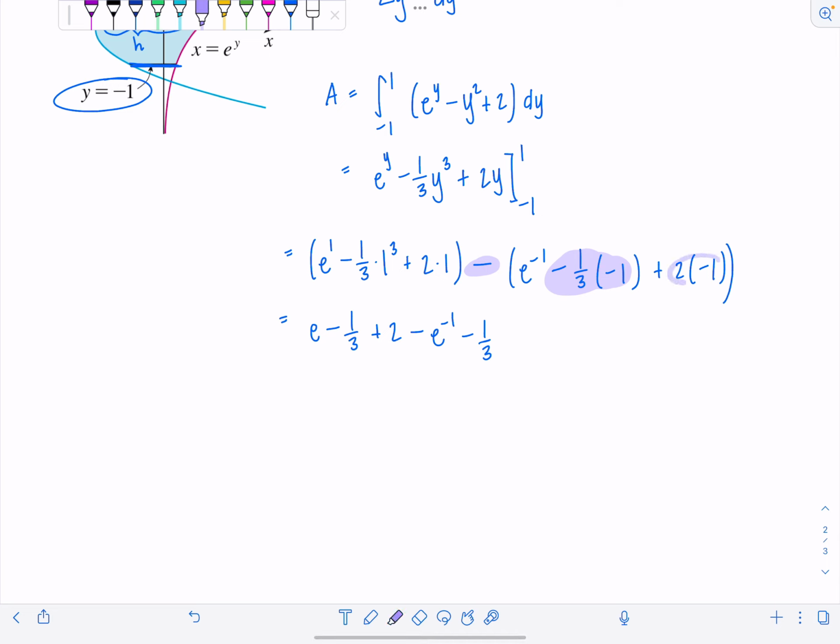And then same thing here. This is minus 2, but then I have another negative, so that's actually going to be plus 2. Okay, so we can add these all up. -1/3 and -1/3, that's -2/3 plus 4. 4 is 12/3. 12/3 minus 2/3, that's 10/3. Okay, and then you have e minus e to the negative first plus 10/3. Could leave it like that, or e minus 1 over e plus 10/3.